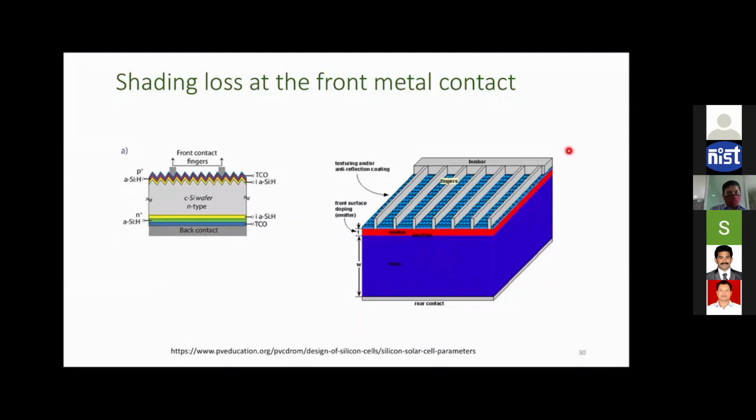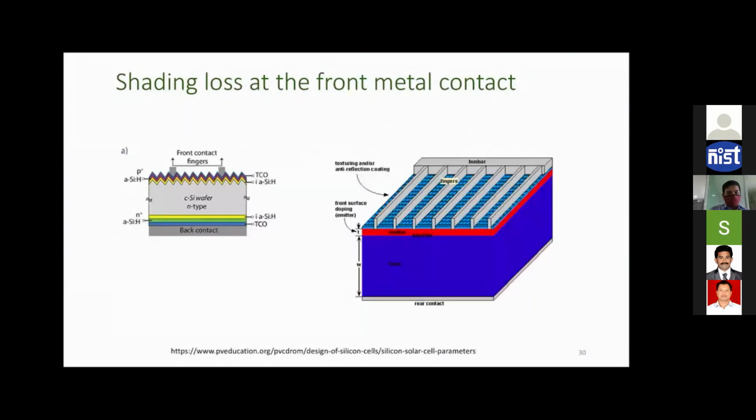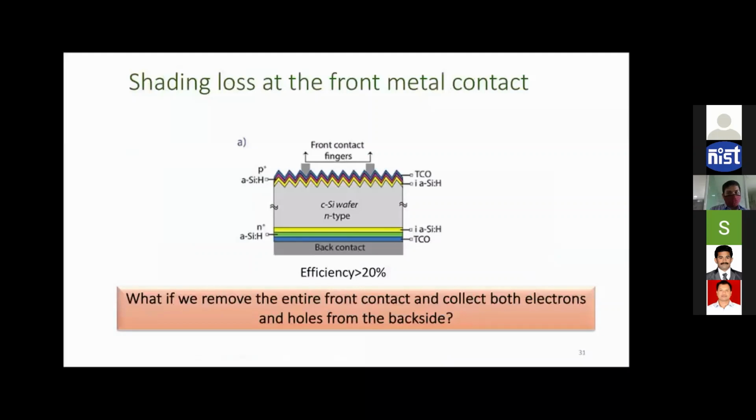Engineers have designed the optimum finger distance and their size in order to minimize this shading loss, in order to minimize the loss of light that is getting reflected from these metal contacts. But is it possible that we remove the entire front contact, and collect both the electrons and holes from the back side?